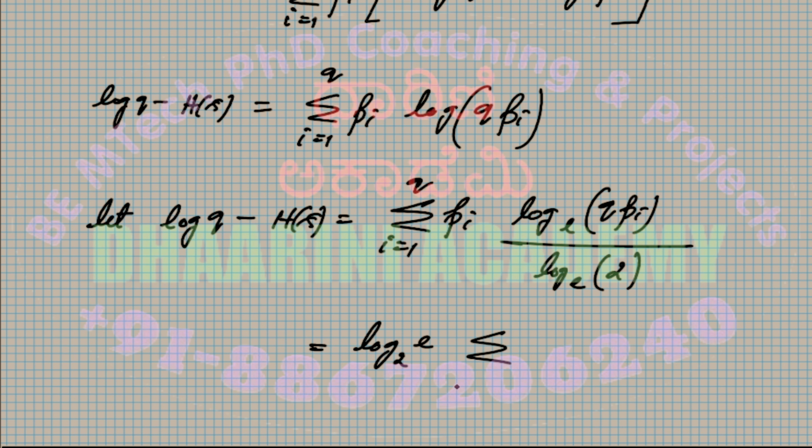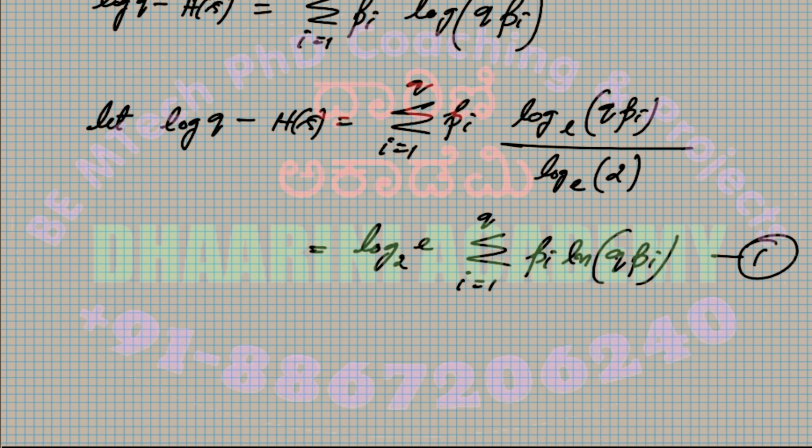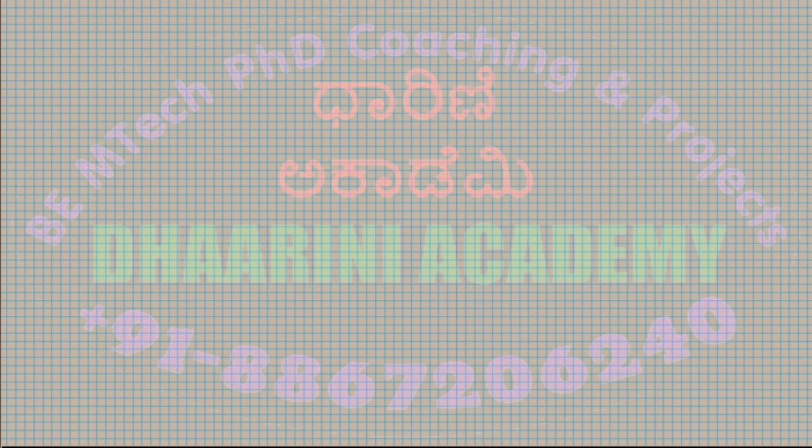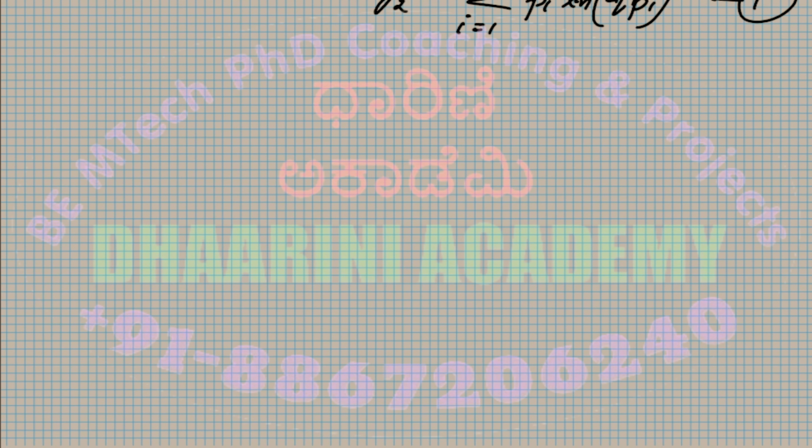Then you write summation, say i equal to 1 to q, it is p_i times natural log ln of q times p_i. Why do I represent it like this? We have a reason for that. Let me call this equation number 1. Okay, so just to understand what we are trying to do, I need to draw a graph. Let me draw the graph first, then we'll look at this in detail.